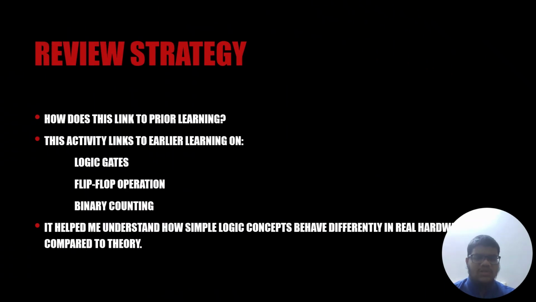Reviewing strategy. What does this link to in prior learning? This activity links to earlier learning on logic gates, which are the base of this whole observation, flip-flop operation, which is also a part of the base, and binary counting, which is very important in engineering. It helped me understand how simple logic gate concepts behave very differently in real hardware compared to theory.